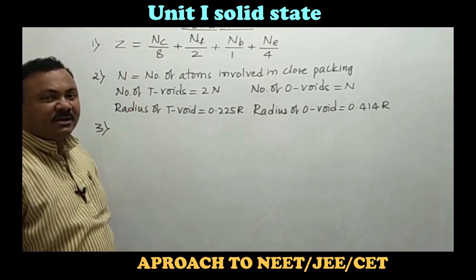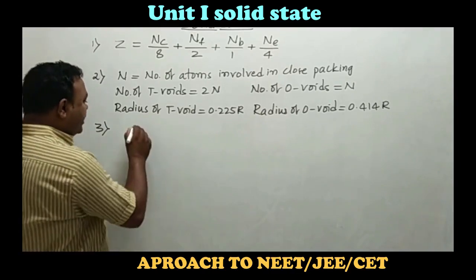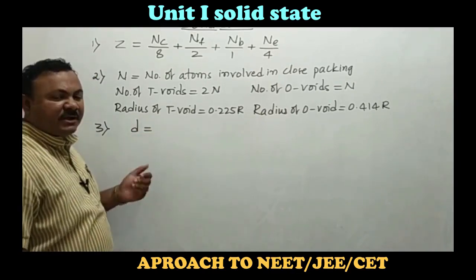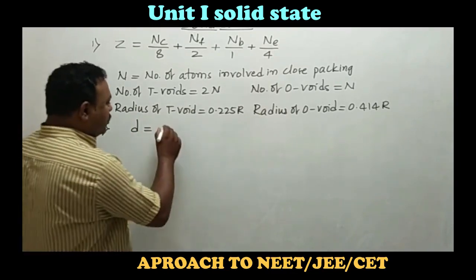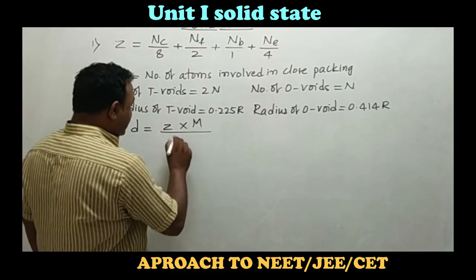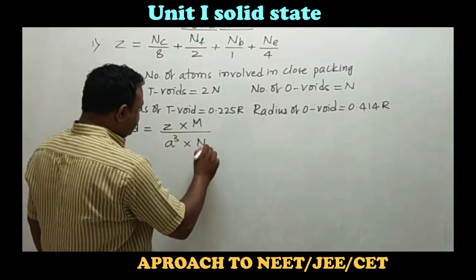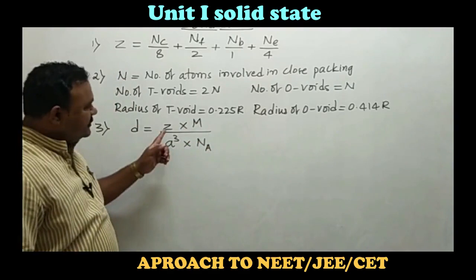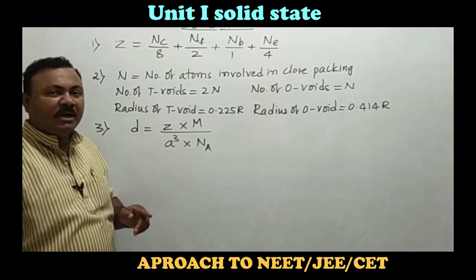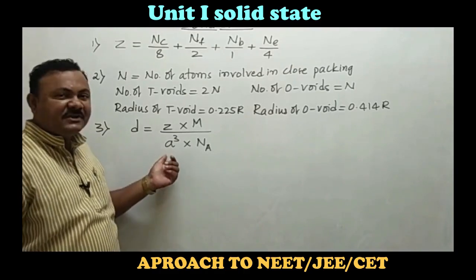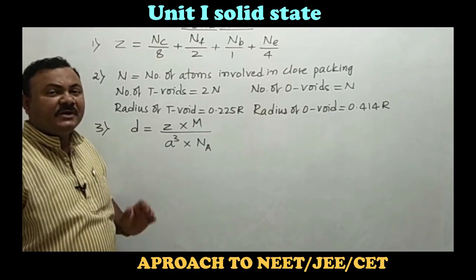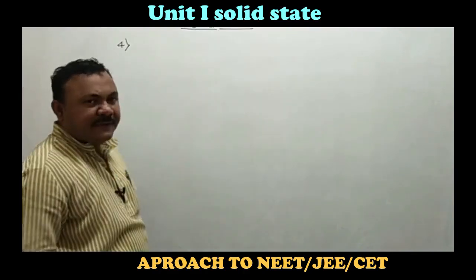We go for the next, the third one. Formula for density of crystalline solid. D is nothing but density of the crystalline solid. D is equal to Z into M divided by a cube into Na. Z, number of atoms per unit cell. M corresponds to atomic mass or the molecular mass. a is the edge length of the unit cell. Na is the Avogadro's number. Let us move to the next one, fourth one.